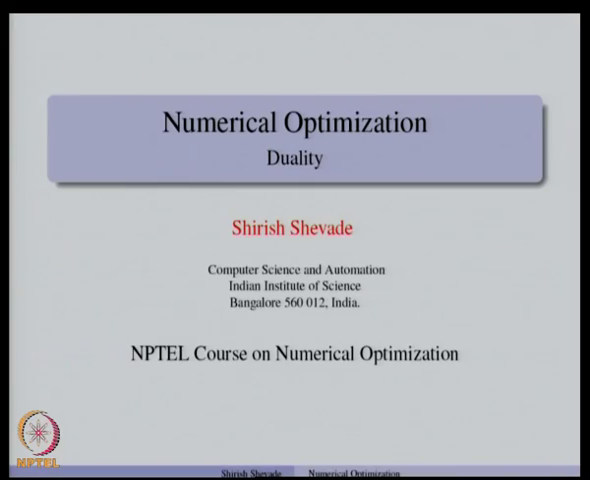This duality theory is very important because some constraint problems are difficult to solve directly, and instead one can convert them to an equivalent problem which is easier to solve. And under certain conditions, the original problem and the dual problem will have the same optimal objective function values. So, in today's class, we will look at the duality theory.